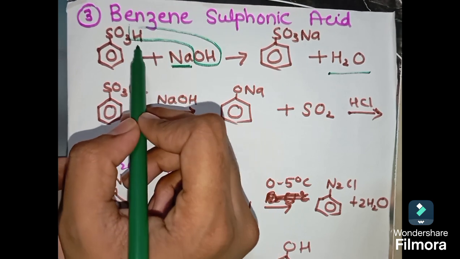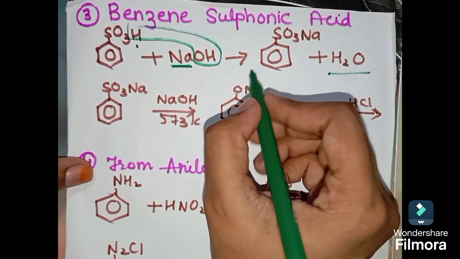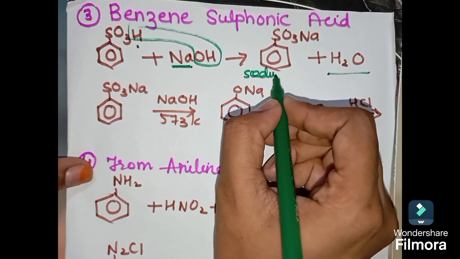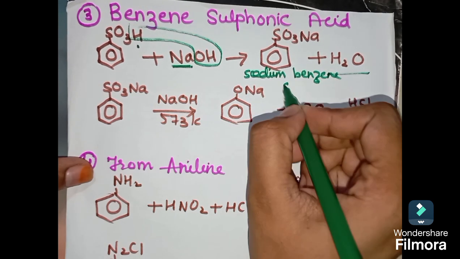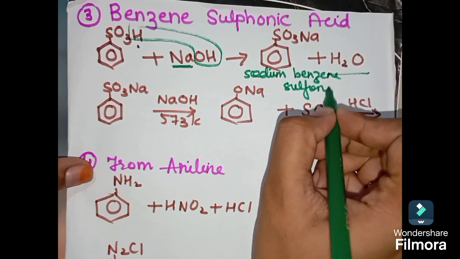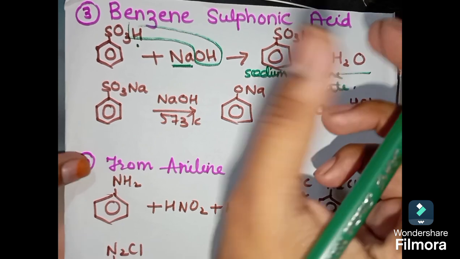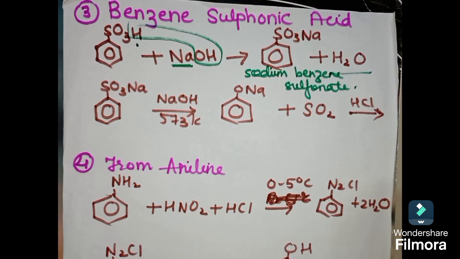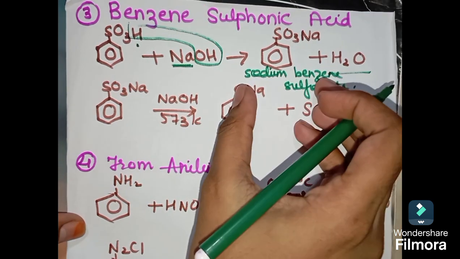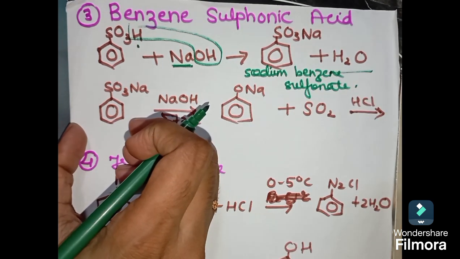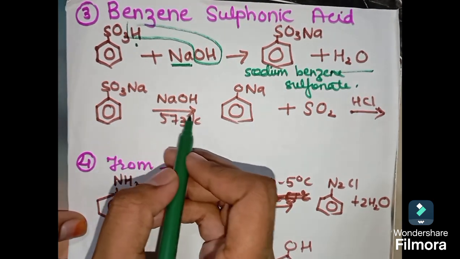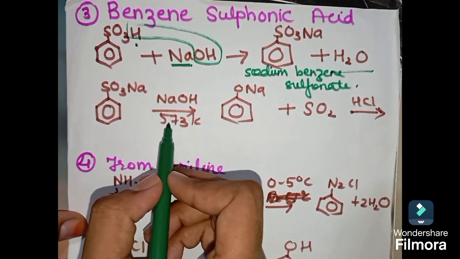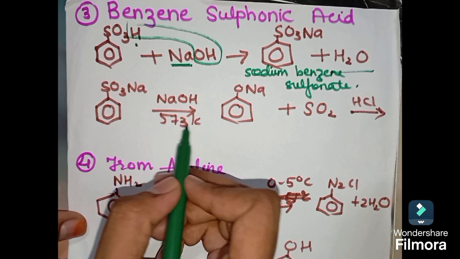Now this H will be replaced by Na. So Na will take the place of hydrogen, and this is called sodium benzene sulfonate. Since the sulfonic acid has more priority than the benzene ring, that's why it is sulfonate. So now I have taken sodium benzene sulfonate over here, and now I am going to react it with NaOH at a temperature of 573 Kelvin.